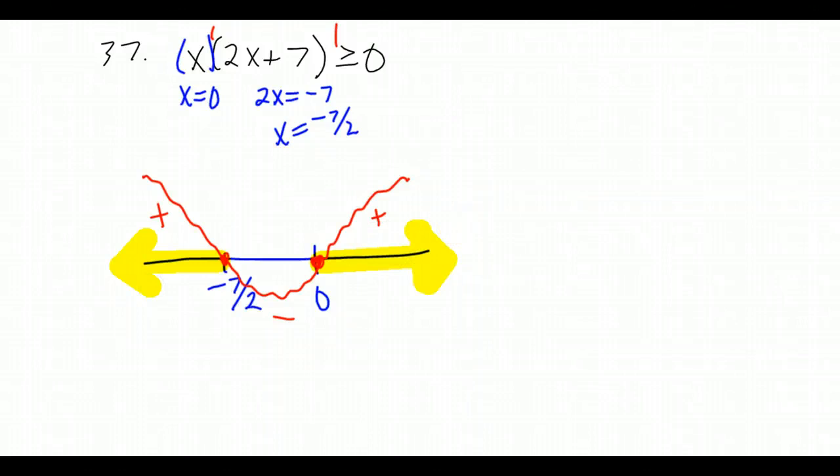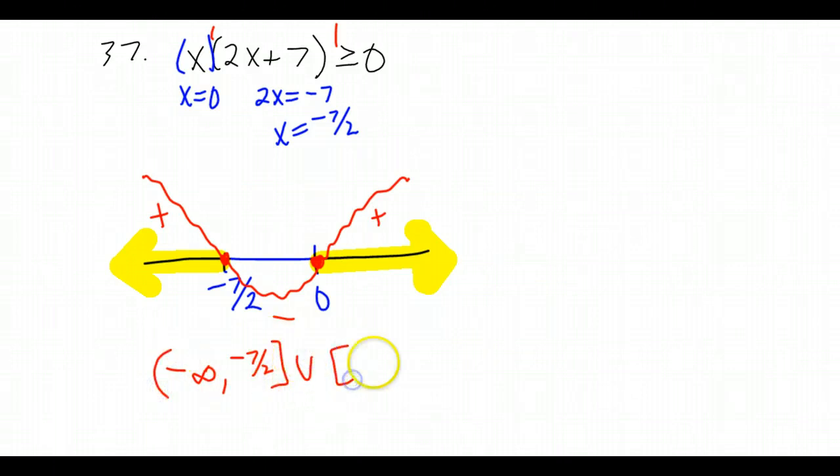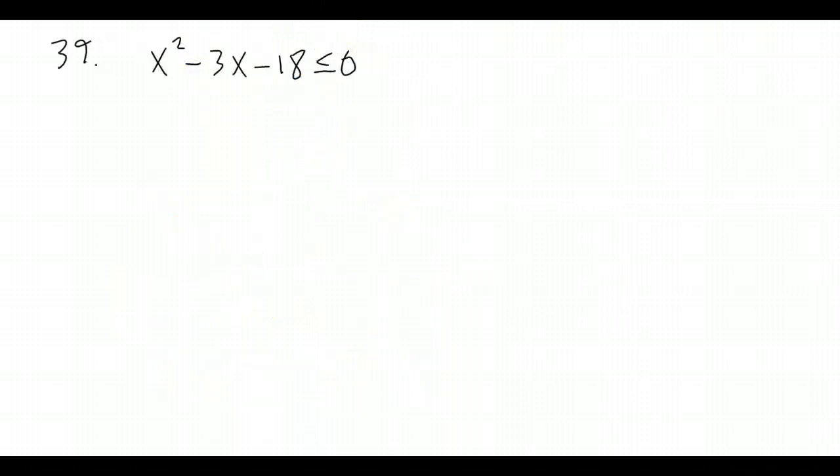It also includes the points there at -7/2 and at 0. So my final answer might look something like this: (-infinity, -7/2] union [0, infinity). And that would be my two intervals that are solutions for this nonlinear inequality.